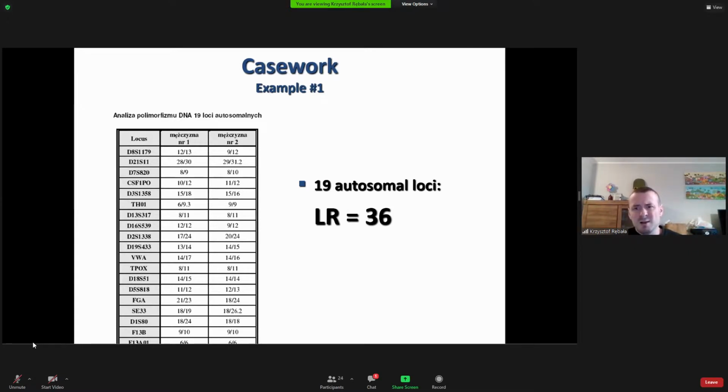Okay, you remember that in Poland for paternity testing, to prove paternity, we need a likelihood ratio of at least 1 million. Of course, this is not a standard paternity testing case, it's something else, but 36 is not much. Okay, so my question to you is, what else could we do in this case in order to increase the evidence value? What else could we do?